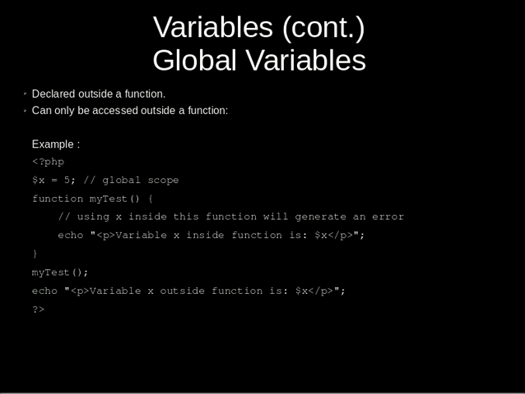A variable that is declared outside a function can only be accessed outside the function. For example, in the given example below on your slide, we declare $x equal to 5, which is in global scope, but when we try to use it inside the function myTest, it does not work. But when we print it outside the function, it does print the value.